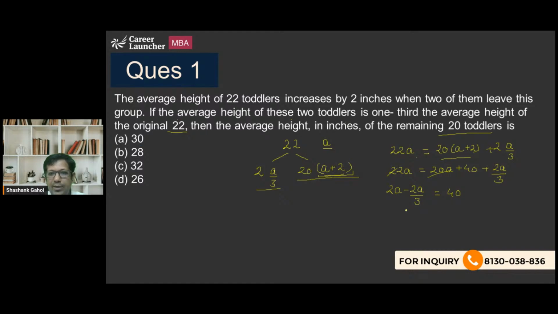So from here 4A upon 3 equals 40. Now this cancels out, so A comes out to be 30. So the average height of 22 toddlers is 30, and the average height of these 20 toddlers is going to be 32. The answer of this question is option C, that is 32. This is the approach we are going to take in the exam, and this is how we can solve this question. Now let's move to the next question.